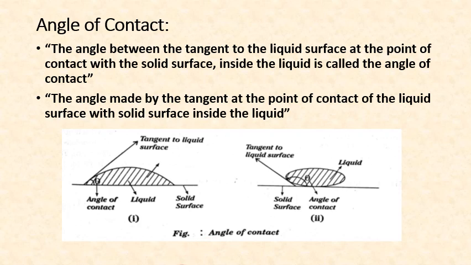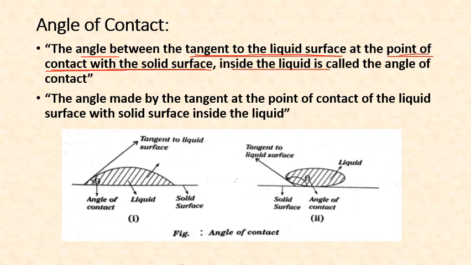How do we define angle of contact? Angle of contact is the angle between the tangent to the liquid surface at the point of contact with the solid surface, measured inside the liquid. So to know the angle of contact, we first have to draw the tangent to the liquid surface. Where do we draw this tangent? It should be at the point of contact with the solid surface.